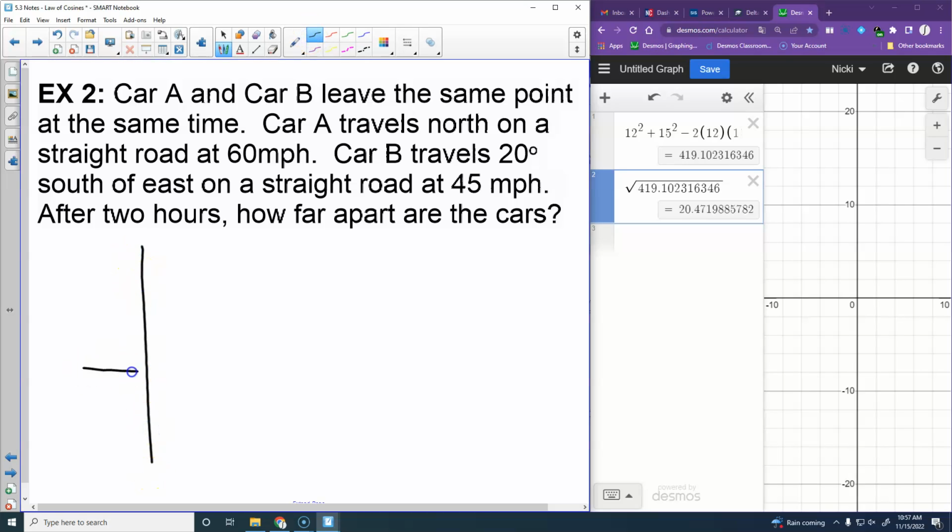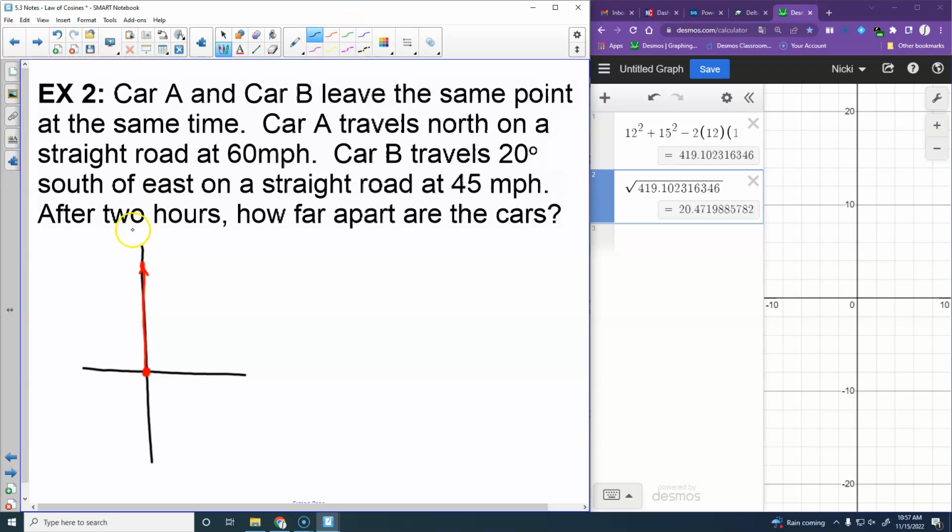So if we have car A, we have the crime scene right here. We're going to put it at 0, 0 because that'll be the easiest place for us to start from. Car A travels north on a straight road at 60 miles per hour. So car A, we'll say this is our criminal, the bank robber with all the money, has gone north for 2 hours.